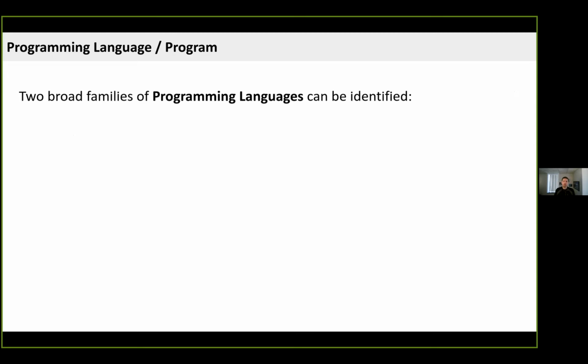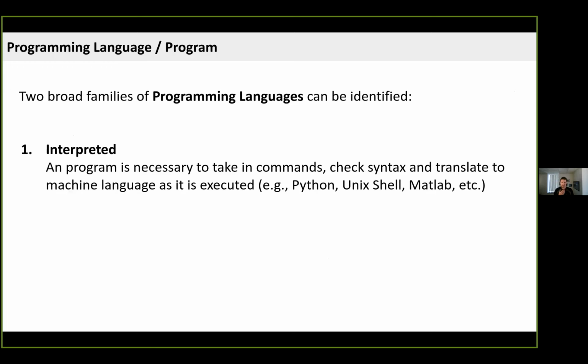Cool. So that means that there are really two broad families of programming languages. I just alluded to it. The first one is interpreted. Here, an additional program is necessary to take in the commands. So your program, you hand it to that different program to check the syntax and translate to machine language as it's executed. So Python, Unix shell, MATLAB, etc. These are good examples for interpreted languages.